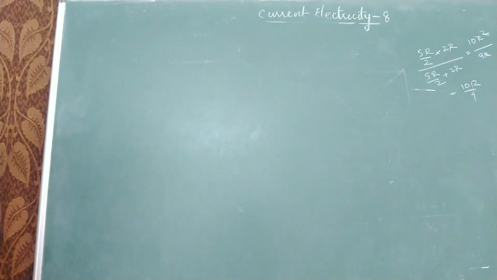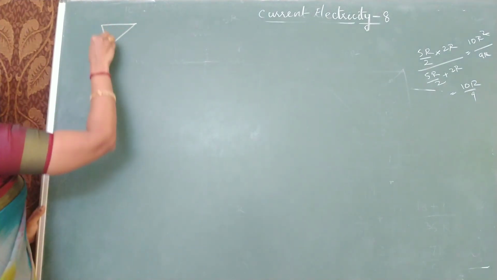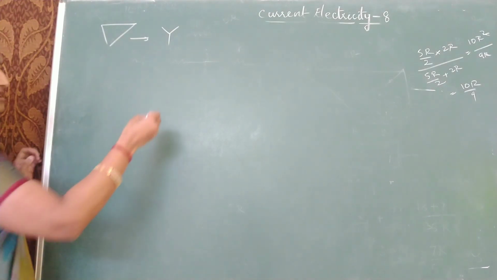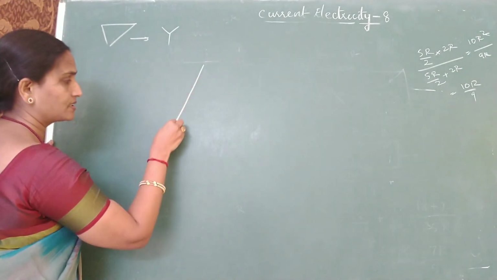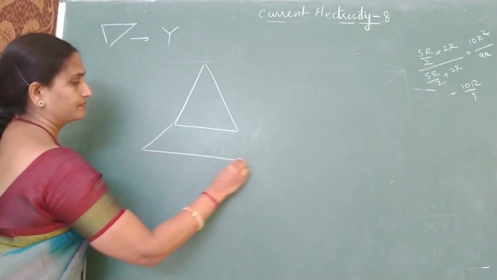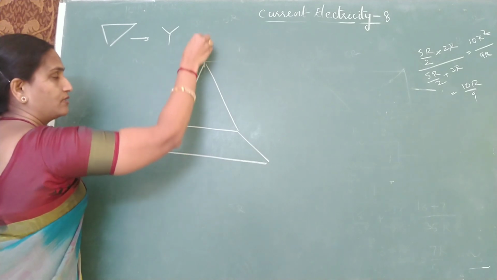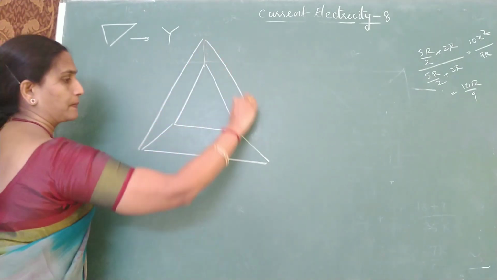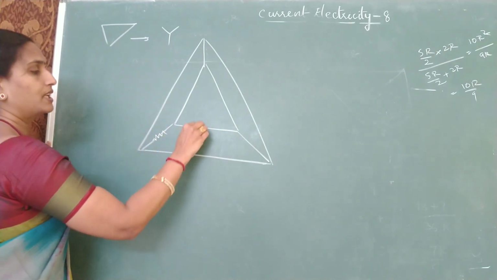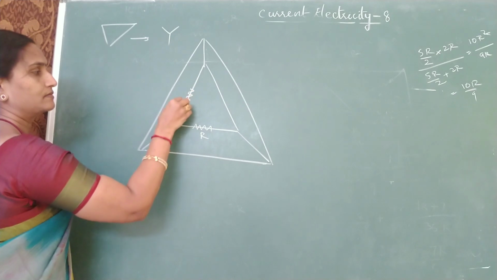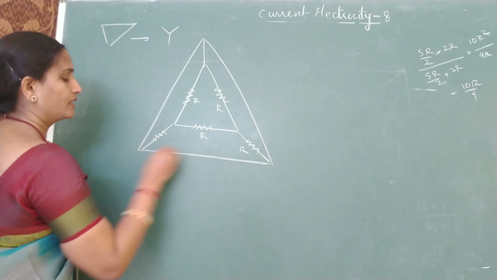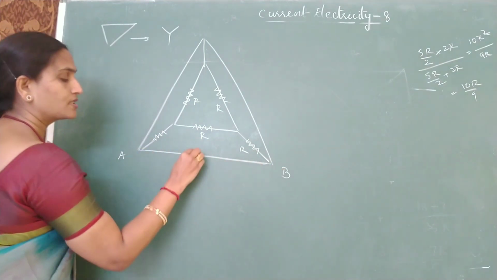From where to where are we converting now? From triangle, we are going to convert it into Y shape. So the same example I gave you for capacitors: one triangle inside another triangle. Look at this network. On every edge I am taking a resistance capital R. You need to find the equivalent resistance across AB.